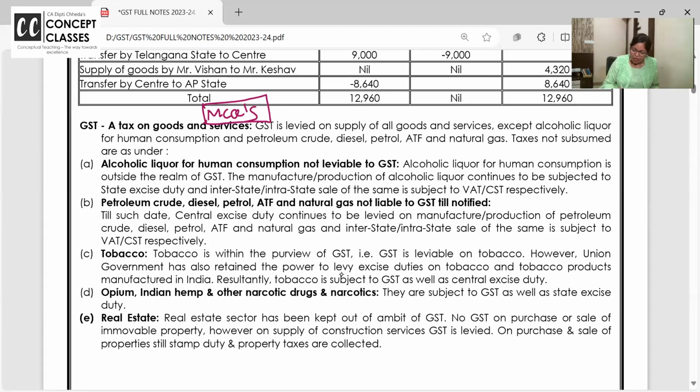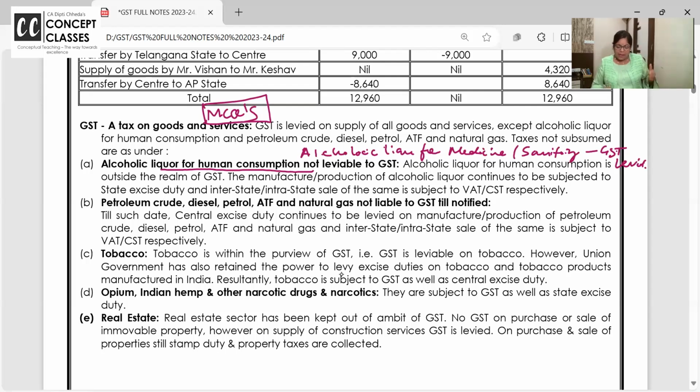See, why am I saying alcoholic liquor for human consumption? You all know that alcohol is used in sanitizer also. During COVID it was used a lot. Then alcoholic liquor for medicines, I want all of you to write here. This can also come in the exam. All the cough syrups and sanitizers that use alcohol, very well, GST is levied.